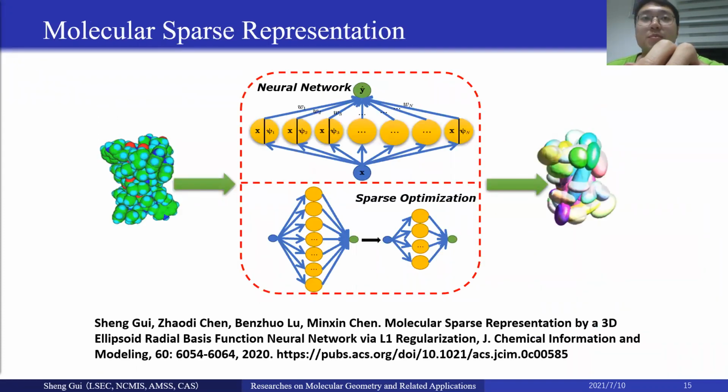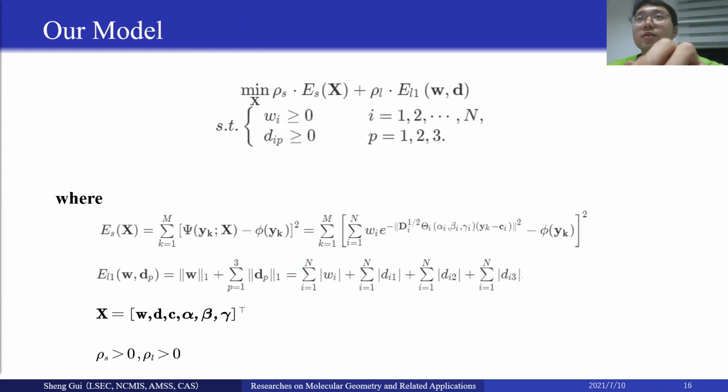Last year, we proposed the molecular sparse representation method, and this work is published in Journal of Chemical Information and Modeling. I will introduce our models. The main goal of this study is to create a sparse representation of the Gaussian molecular model by the ellipsoid RBF neural network, according to the definitions of volumetric density maps and the structure of the ellipsoid RBF neural network.